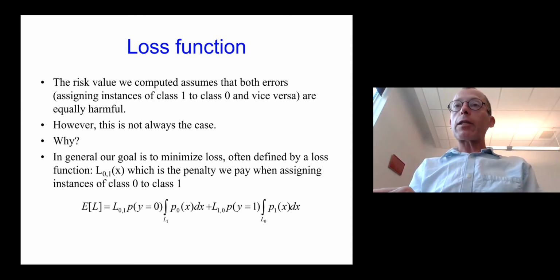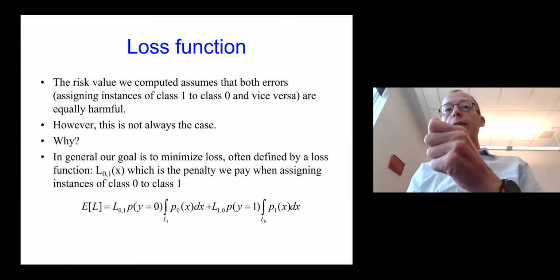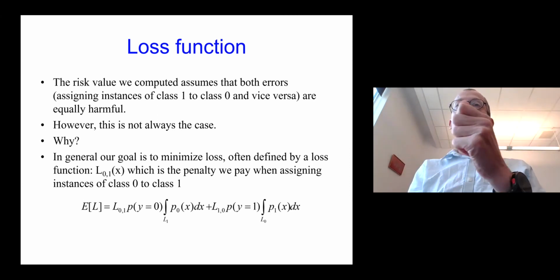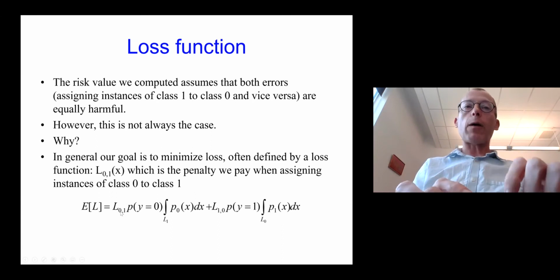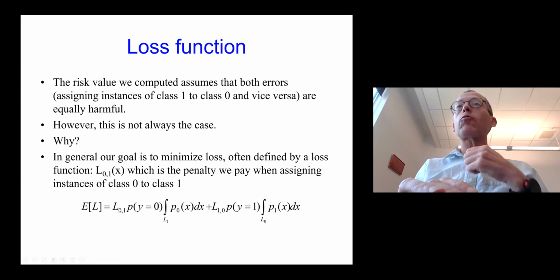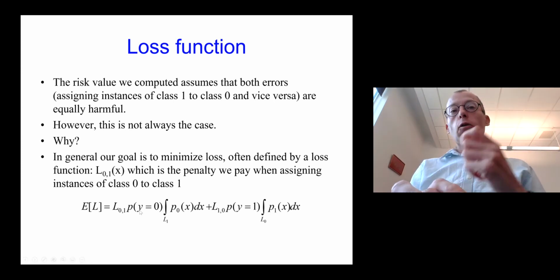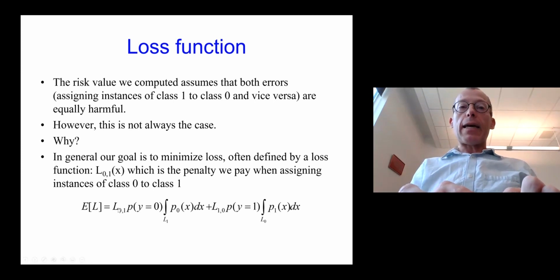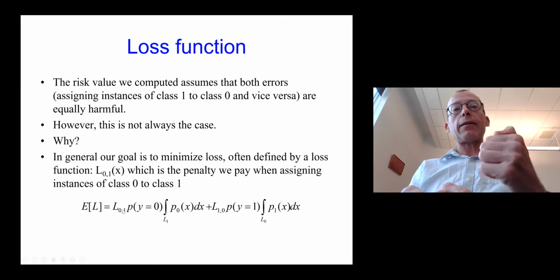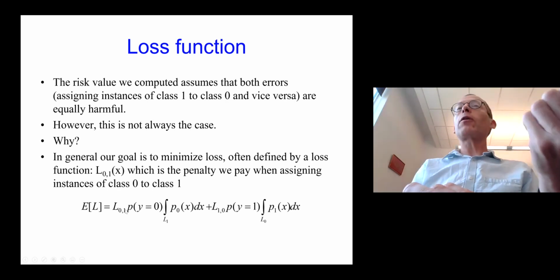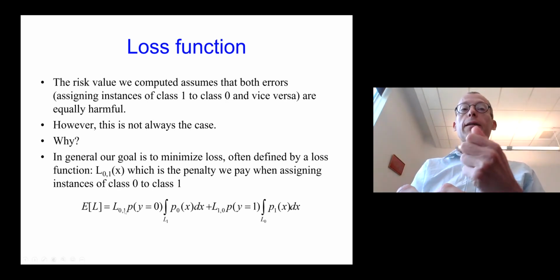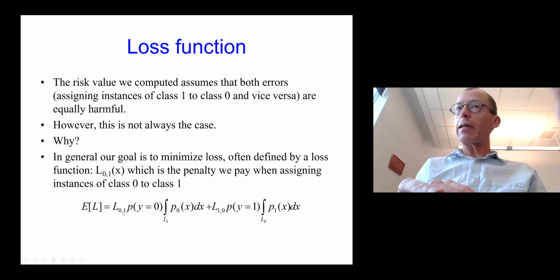If the errors in both directions are not the same, if you care more about one error versus the other, then rather than computing the risk, you need to compute the loss. And the loss basically is the weighted version of the risk, where the weight is related to how much we care about this mistake. So for example, in this case, we can say that this is loss of 0,1. Loss of 0,1 means that it's really a 0, but you said 1. For example, in cancer, you really don't have cancer, but I'm telling you that you have cancer. That's not good, but maybe there are other ways of finding out.